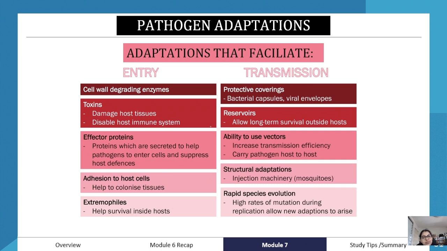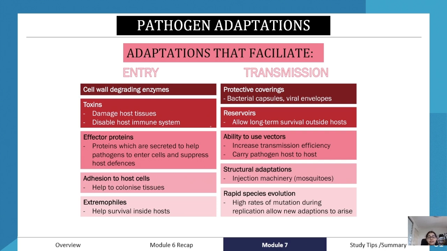Also, the pathogen can be adhesive to the cells of the host, and that can help them colonize the tissues. Finally, we also have extremophile pathogens, which can help survival inside the host cells. So now let's look at transmission.